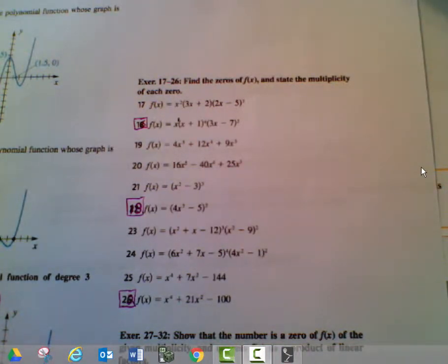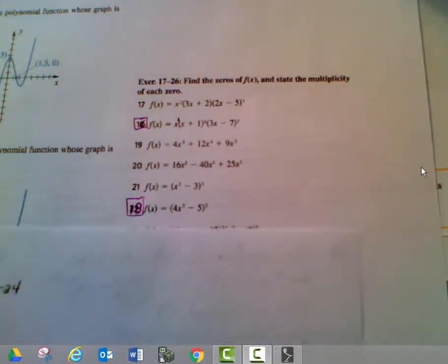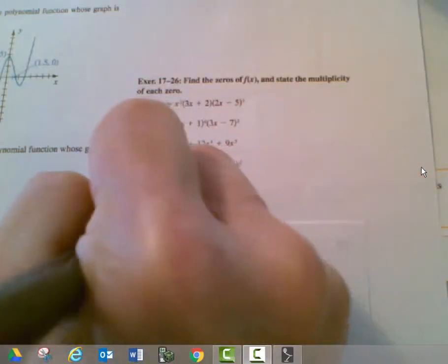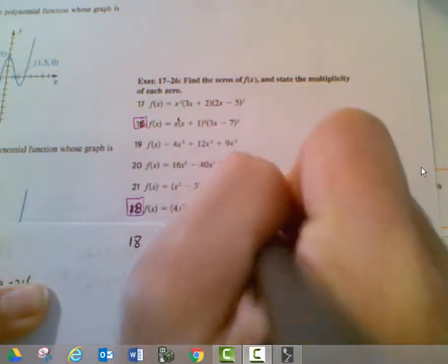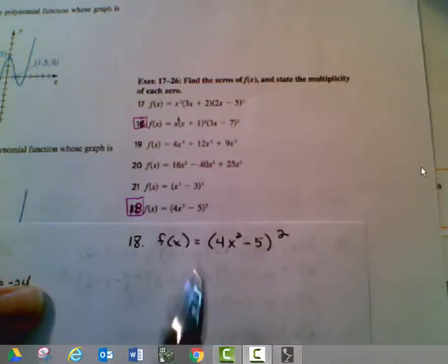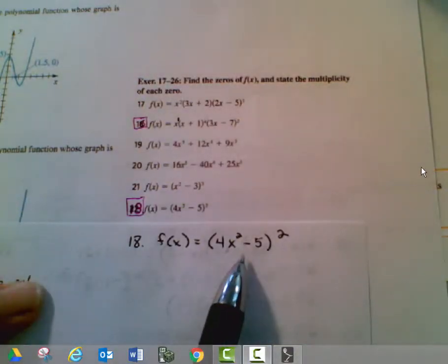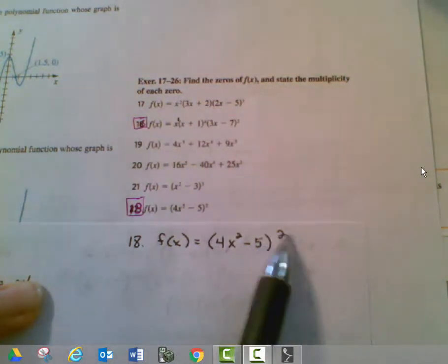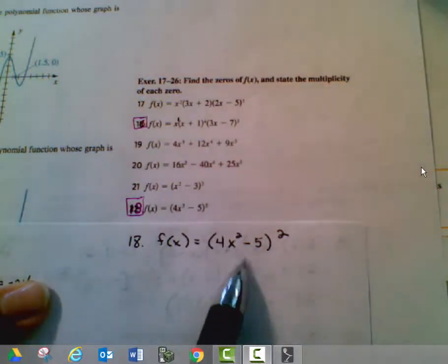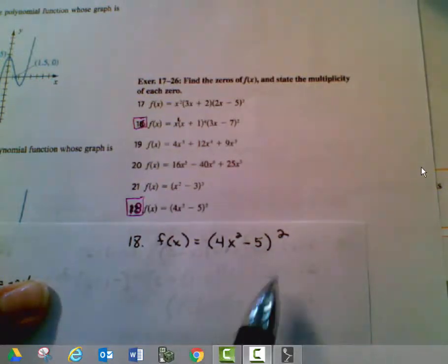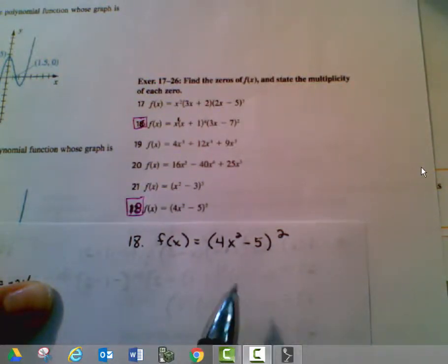What about number 18? I think I want to write that one down. If you multiplied 4x squared minus 5 times 4x squared minus 5, multiplied it by itself, which is what squaring it means, you'd have a 4th degree polynomial. So when we find the zeros, we should have 4 zeros, even though some of them may be repeated, and some of them may be real, and some of them may be imaginary.